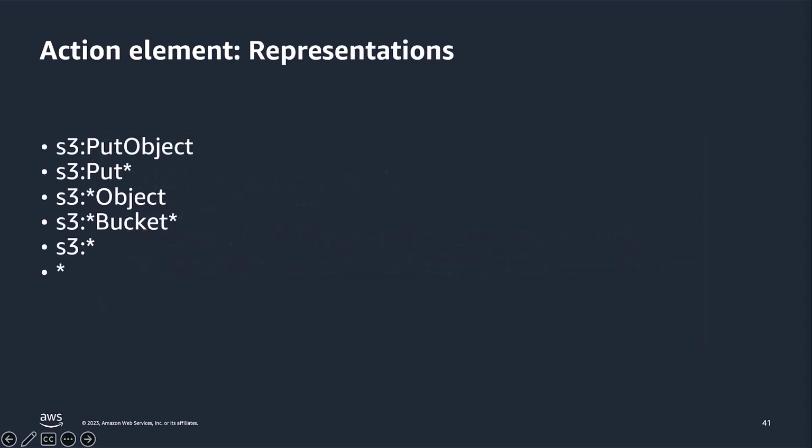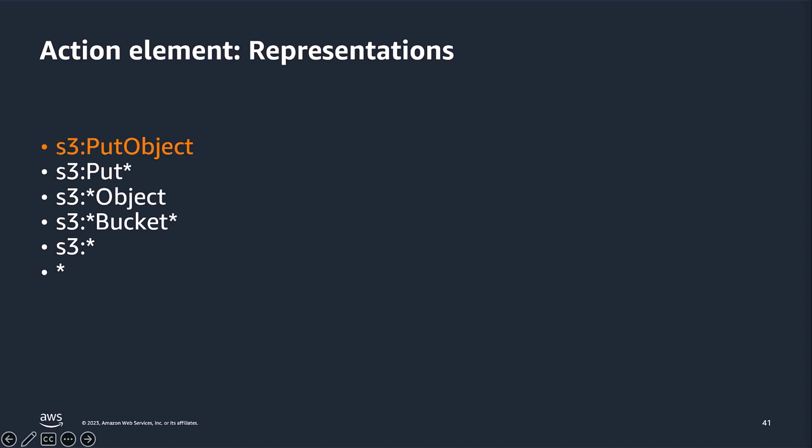Now, there are multiple representations allowed within an action element. An action is divided into two parts, the service prefix on the left of the colon and the name of the action on the right of the colon. The asterisk that you see here, and we'll see in other elements as well, represents a wildcard, which means that it matches all characters. This allows you to match more than one action based on some sort of naming convention.